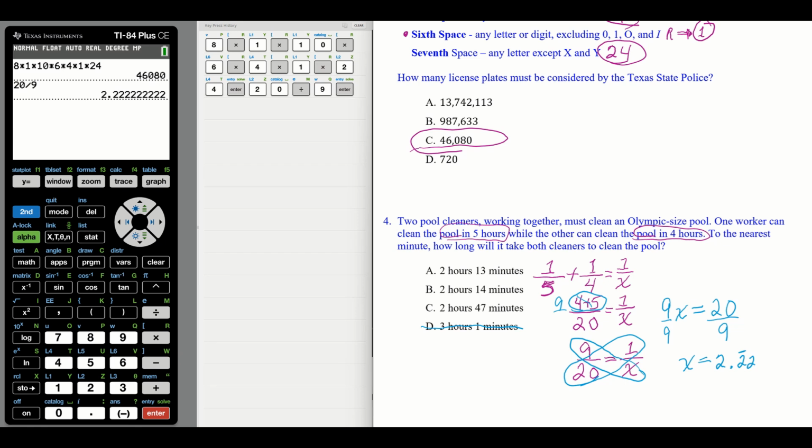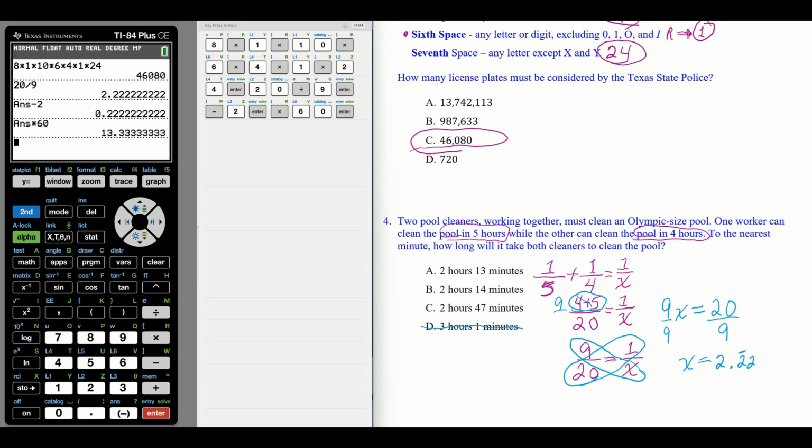Now, all we need to do is subtract out the 2 hours, 2 minus 2, leaves us with a decimal, okay? But how much is that of 60 minutes? So we have 0.2222 of 60 minutes because we're trying to figure out how many minutes. And we have 3 options to deal with. So times 60 minutes, about 13. And it rounds down, and there's our option. That's A.